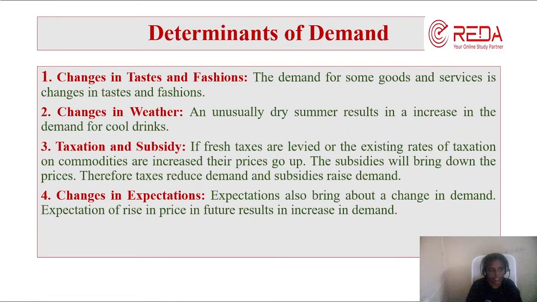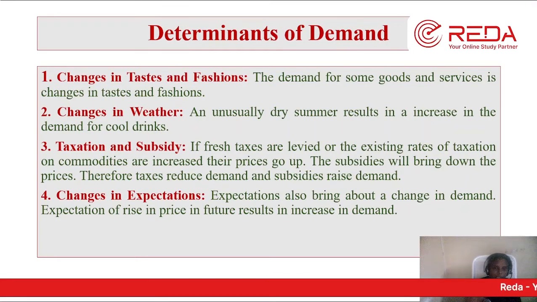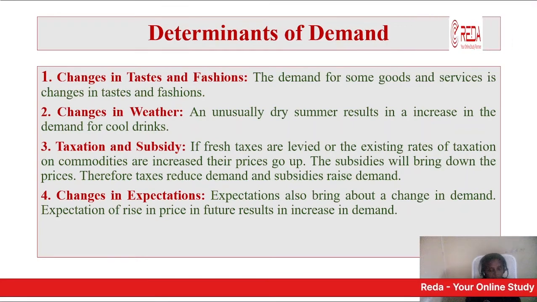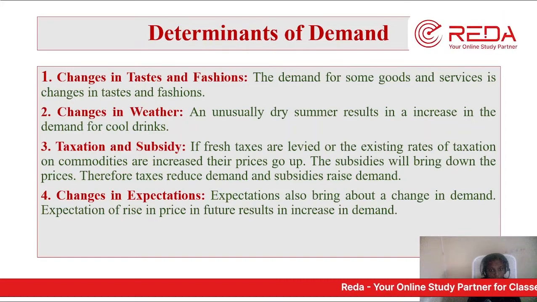The next one is changes in weather. Changes in the weather also decide the demand for a commodity. During summer, you will have the desire to purchase cool drinks and ice creams. Those who live in very hot places need to consume ice creams and cool drinks. So the demand for those commodities will keep on increasing, unlike for people who live in a very chilly climate.